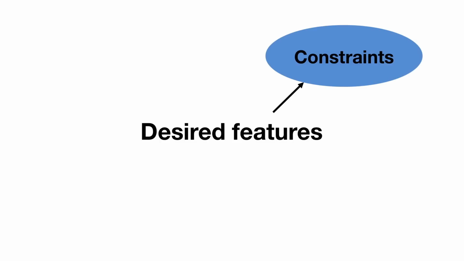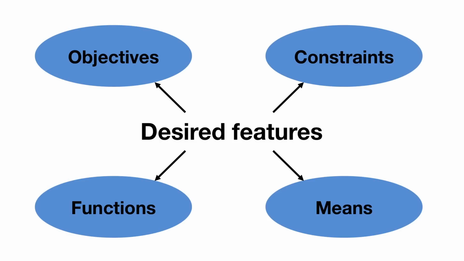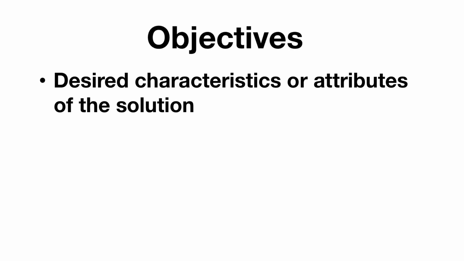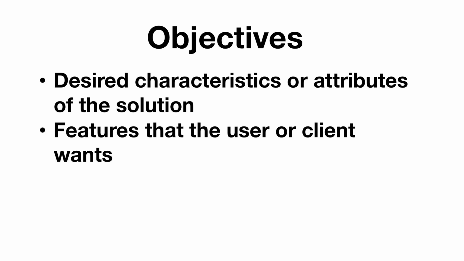Mm-hmm. That's because safety is a constraint, and it's one of 4 desired features that you look for when you're designing a new product. The other 3 would be objectives, functions, and means. Let's define those 4 now. Objectives are desired characteristics or attributes of a solution. These are features that the users or the client wants.